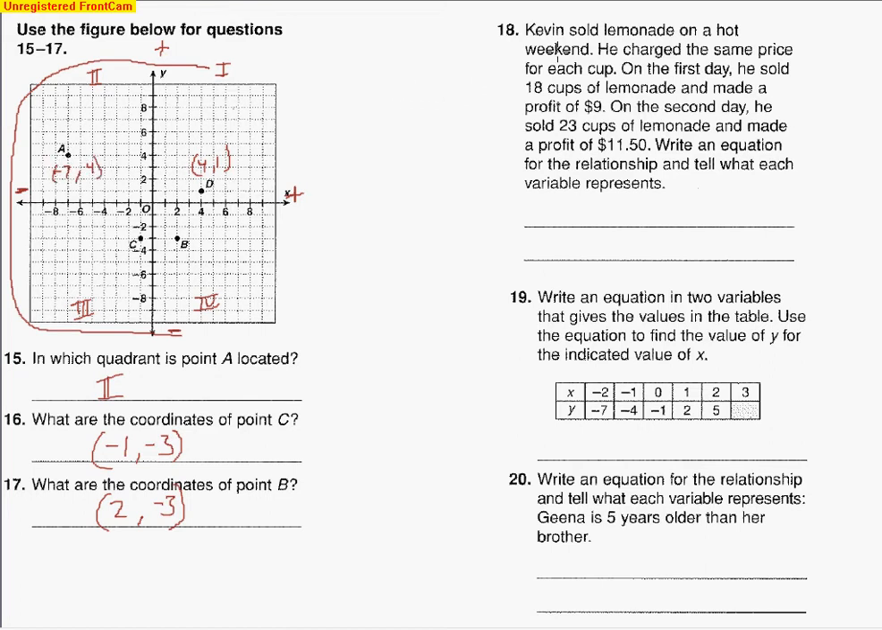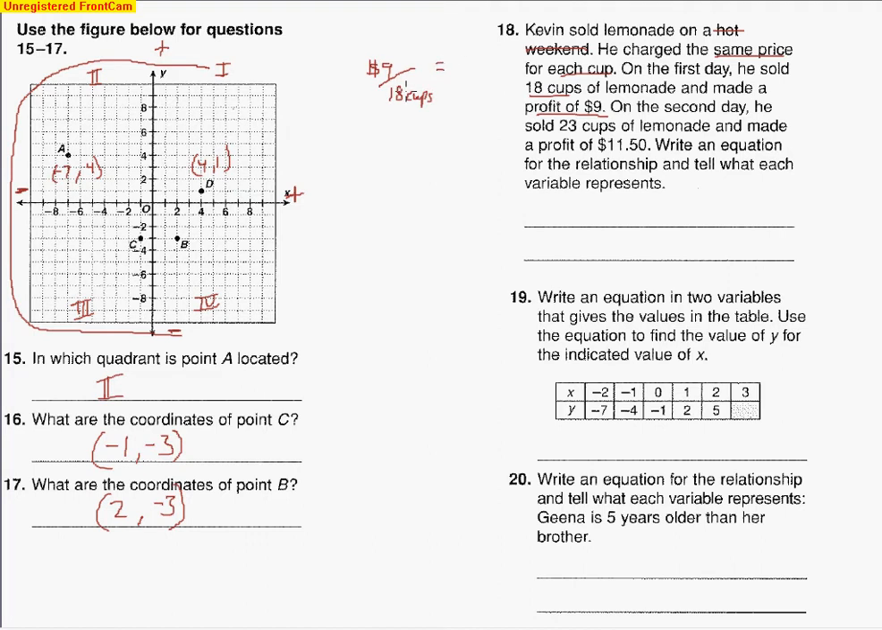Number 18, Kevin sold lemonade on a hot weekend. It doesn't matter that it's a hot weekend, that's extra stuff. We don't need to know that. He charged the same price for each cup. Okay, that's important. Same price for each cup. On the first day, he sold 18 cups and made a profit of $9. Well, what we want to find is the rate for 1 cup. So let's do this. $9 per 18 cups.